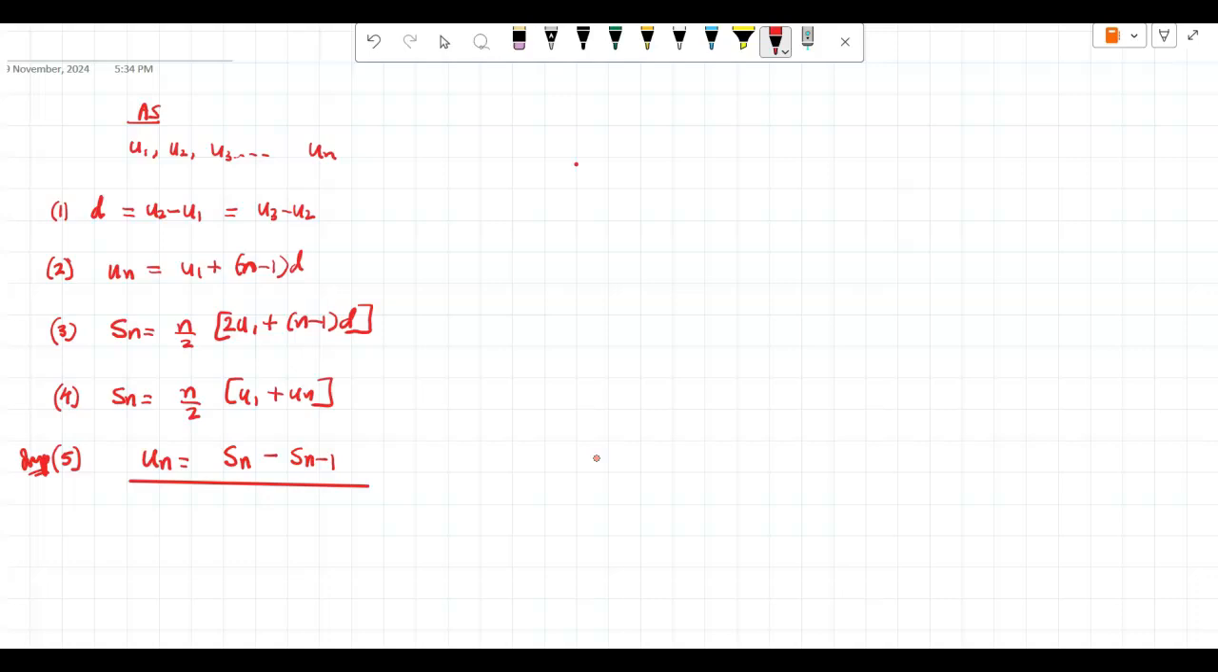Now geometric sequence. What is a geometric sequence? There's a common ratio. So your common ratio r is equal to the second term upon the first term, which is the same as the third term upon the second term. Basically, which is the same as un upon u(n minus 1). That ratio will remain the same. The ratio of the succeeding term to the preceding term will remain the same.